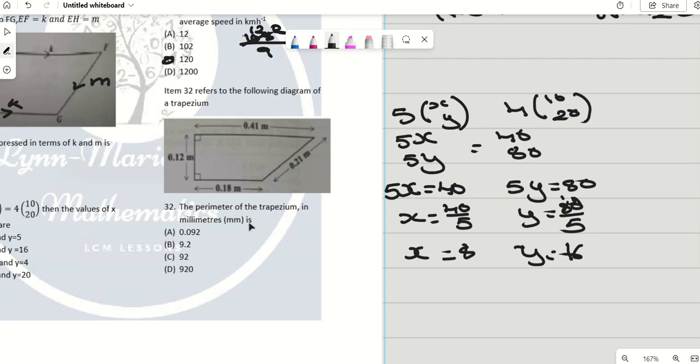Number 32. They ask you for the perimeter of a trapezium. That means we're just adding up everything. But they want it in millimeters. We know this is in meters. 1 meter is equal to 1,000 millimeters. Is that 1,000?